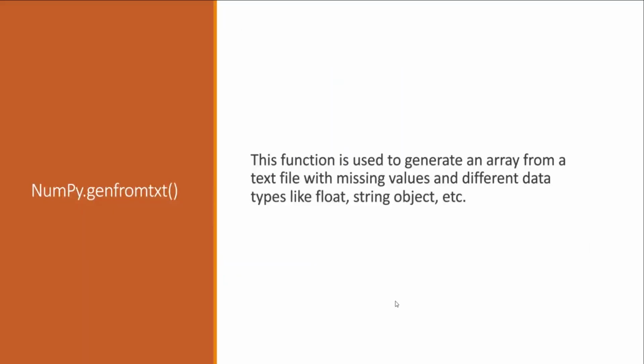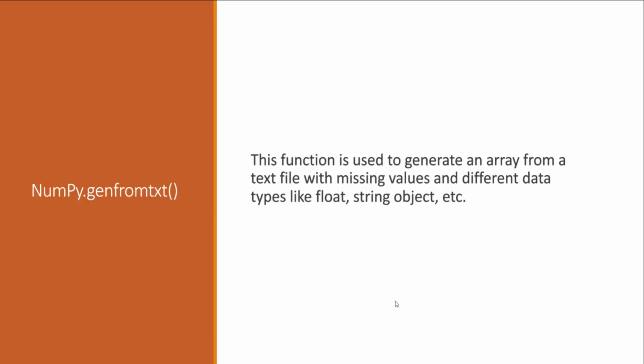Now we will discuss our next function, that is the numpy.genfromtxt function. Basically this function is used to generate an array from a text file with missing values and different data types like float, string, object, etc. This method is available in the NumPy module, and it is used to read a file that contains data into an array format. Again, this function takes a few parameters.